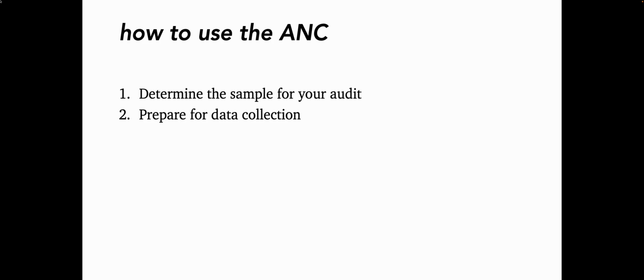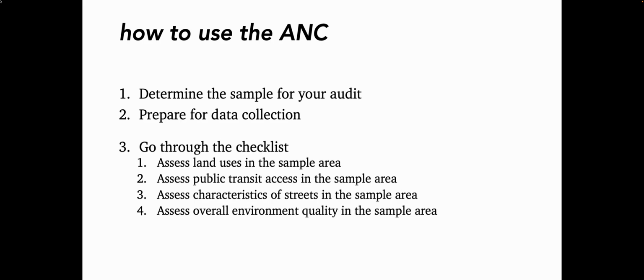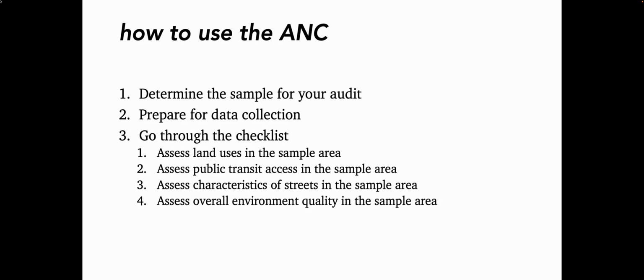Before setting out on data collection, you will need to determine the sample area you'd like to audit and gather the materials you'll need to collect data with the checklist. The ANC enables assessment of land use, public transit access, the quality and navigability of streets, and the overall environment of a sample area.